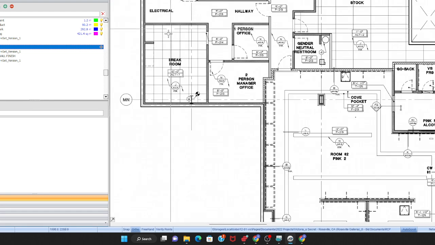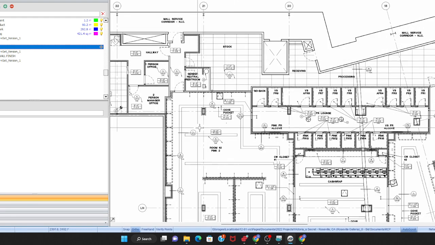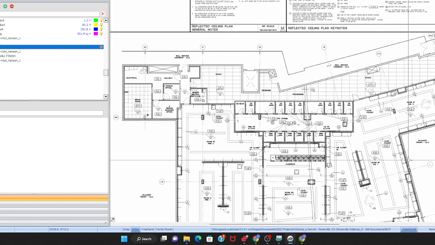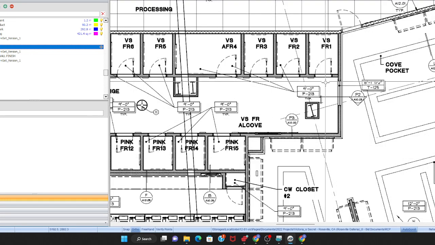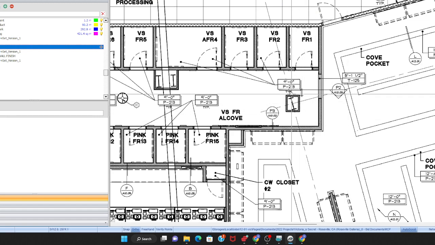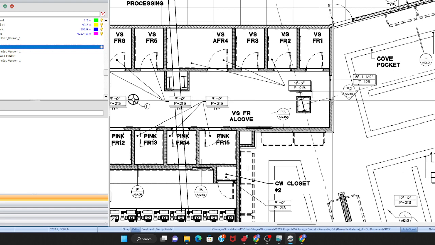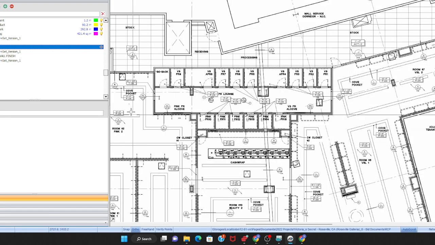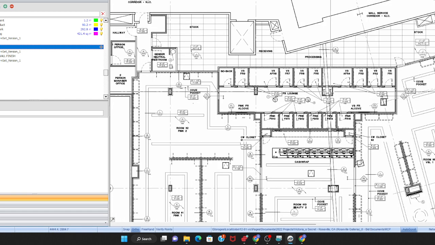And then all of your 2x2 acoustical ceiling tile, and your 2x4. All right, so this is ceiling finishes. Or it's open, but it's going to tell us it's open. But everything here appears to be all paint. And the reflective ceiling plan is what's going to show you the height of the ceiling and then the finish on the ceiling.